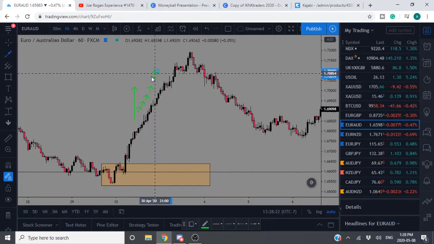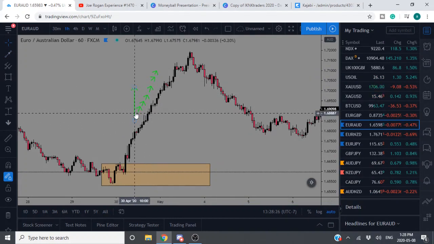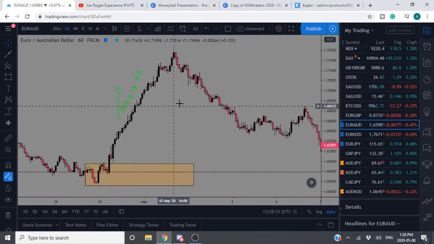Which one tells you that there is a significant amount of buyers? This one or this one, right? This one, the left one. So if there is a lot of buyers, prices will shoot up very quickly. It won't have this grinding feel.